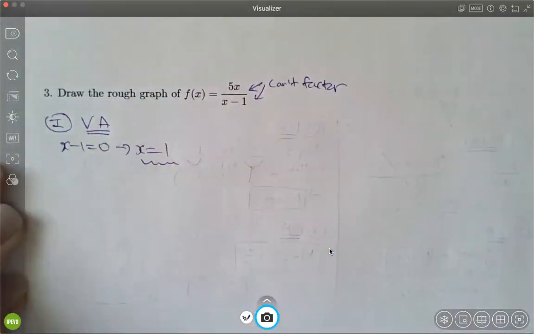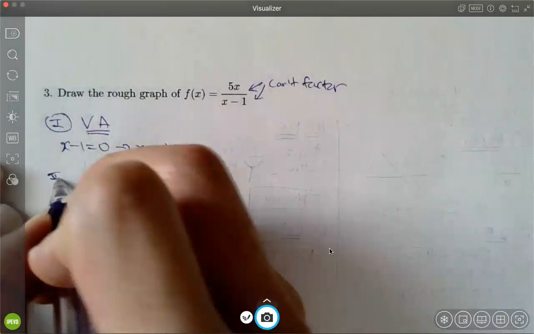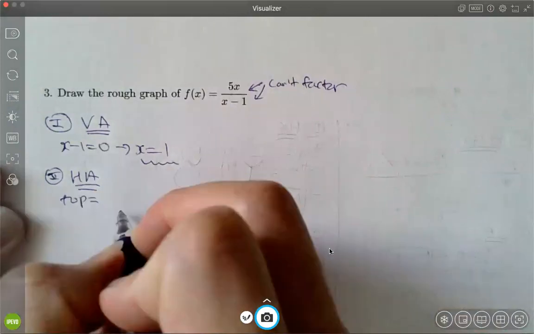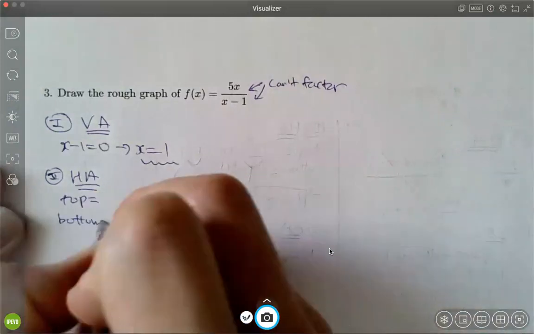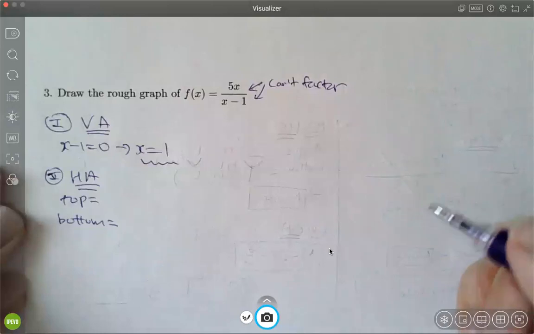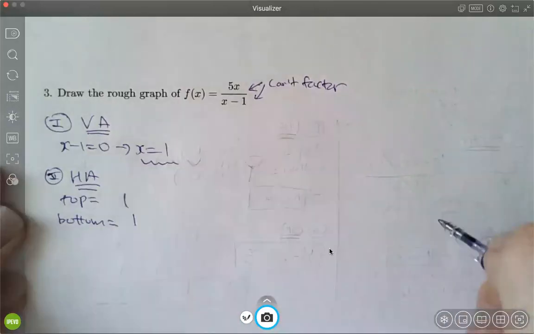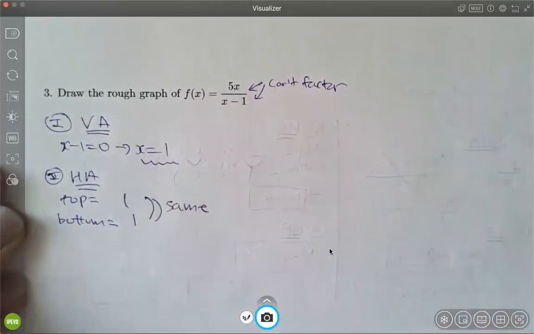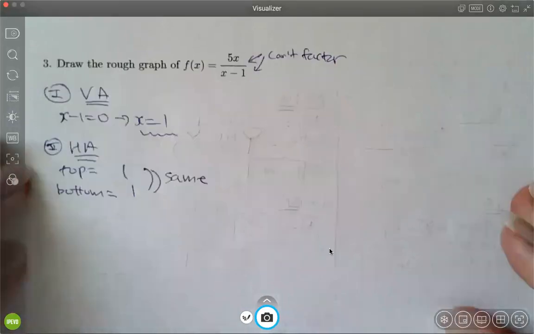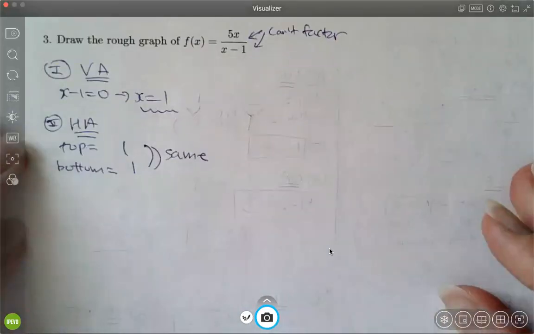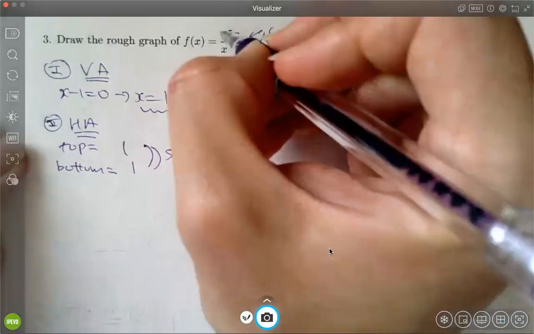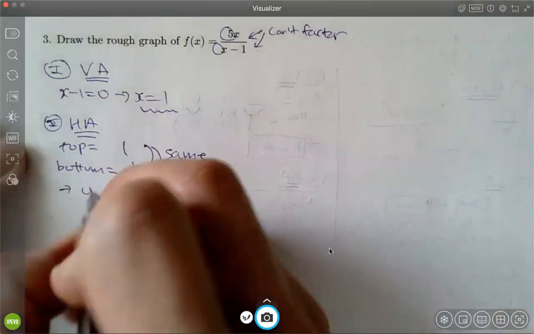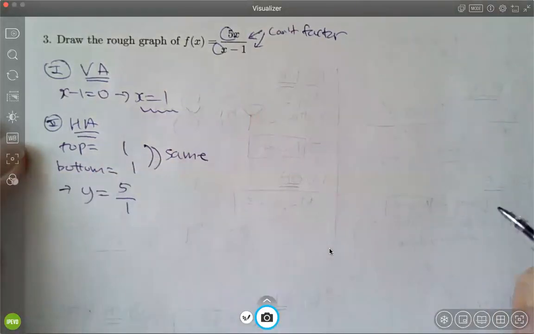Okay, and then horizontal asymptote. That means you look at the degrees, the top degree and the bottom degree. Now both are equal to what? 1, right? Okay, so they're the same. So what does that mean? You look at the leading coefficients. What are the leading coefficients? 5 and 1, right? Okay, so the horizontal asymptote is at y equals 5 over 1, which means y equals 5, right?